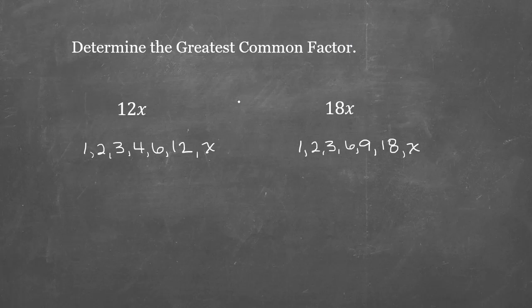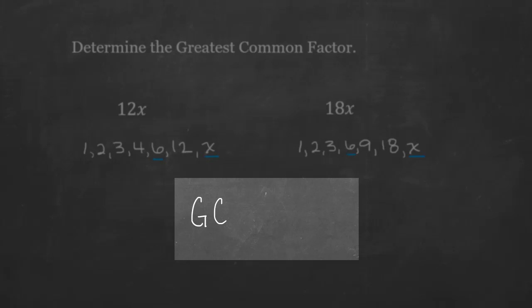Now we're looking for the greatest common factor of those. Well, 6 is the greatest numerical factor, and they have x in common. So the GCF of 12x and 18x is 6x.